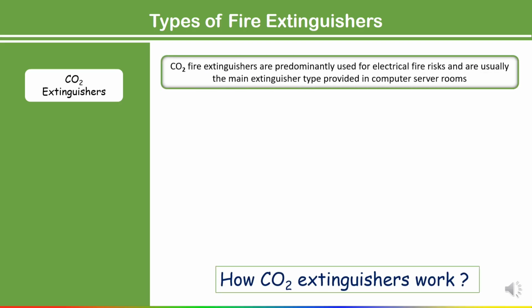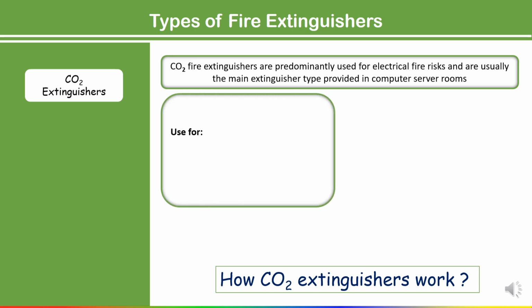Next is the CO2 fire extinguisher. Its label color is blue. CO2 extinguishers work by suppressing the fire, combining cooling and smothering, and interrupting the chemical reaction that sustains combustion. Is that clear? Okay.